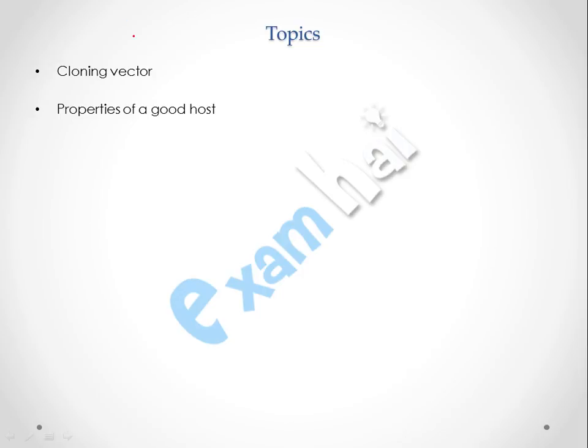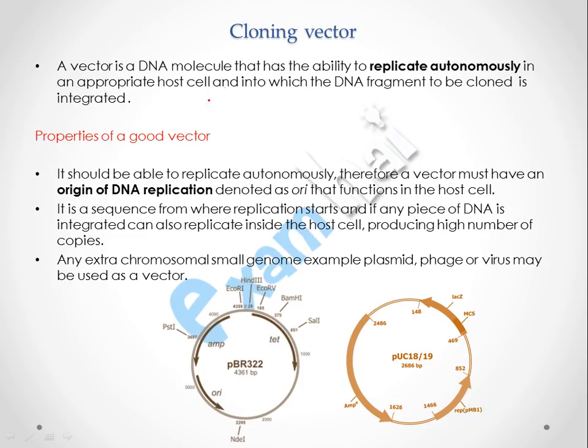So the topics we are going to cover in this video are cloning vector and properties of a good host. First of all, we are going to discuss the cloning vector. As we have discussed in our previous videos, what are vectors? Vectors are DNA molecules which carry the DNA of interest, which is to be cloned and processed further. So the vector is a DNA molecule that has an ability to replicate autonomously. These vectors can replicate by their own in an appropriate host, when they are inserted in an appropriate host, and in which the DNA fragment to be cloned is integrated.